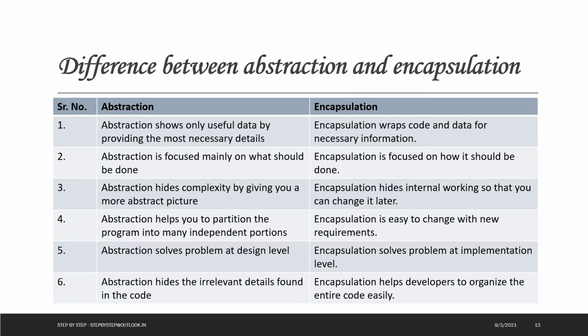Abstraction solves problems at the design level. If there are any problems, they can be solved at the design level using abstraction, whereas encapsulation solves problems at the implementation level. For encapsulation, if there is a problem, it will be solved at the implementation level itself. Abstraction hides the relevant details found in the code, whereas encapsulation helps the developer organize the entire code easily. So these are some of the differences between abstraction and encapsulation.